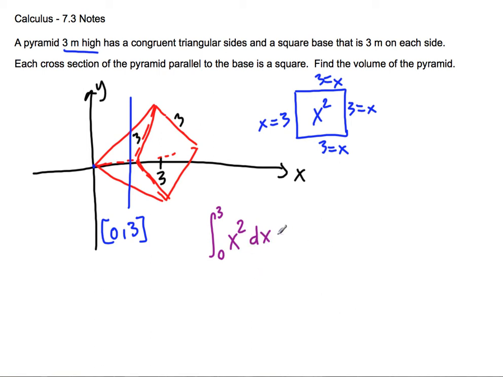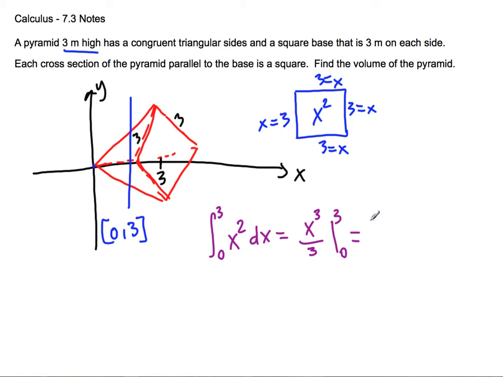When we integrate this, we get x cubed over 3 evaluated from 0 to 3. If you want to punch this in on your calculator, you are more than welcome to do so. You should get the same exact number that I'm going to get.